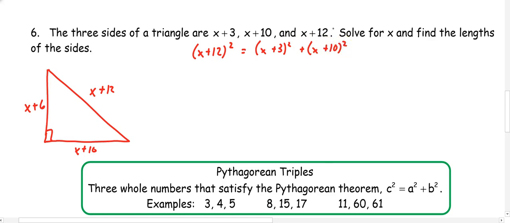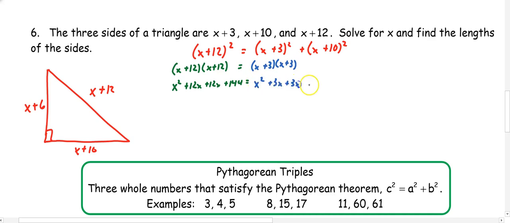Now, in this problem, you cannot distribute your exponent. Instead, you're really having to multiply this out. So it's really x plus 12 times x plus 12, which would get us x squared plus 12x plus 12x plus 144 equals, then I have x plus 3 times x plus 3, which gets us x squared plus 3x plus 3x plus 9.